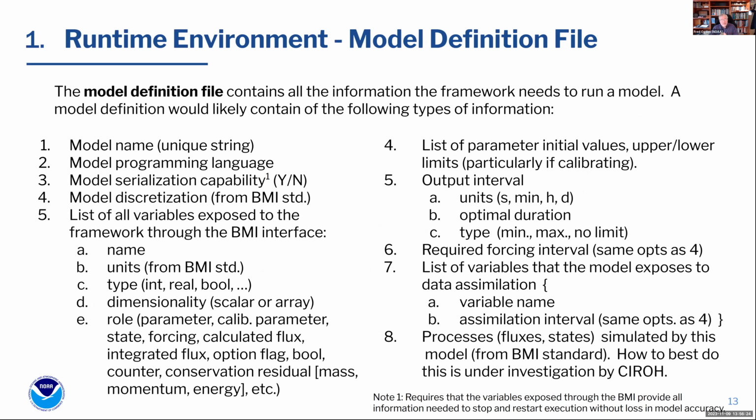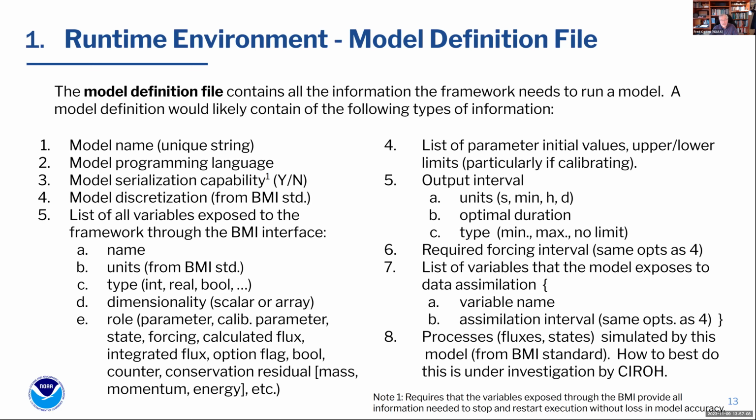The model definition file, this is a partial list of what it needs to contain. The name of a model, and you could think of this as probably being a big JSON file. You need to know what the model name is, what language it's written in. Is the model designed for serialization or checkpointing? What discretization does it use from the BMI standard? Because the framework's model agnostic, it doesn't assume that every model is a square grid model. Some models could be isochrones or unstructured mesh. It's left to the modeler.